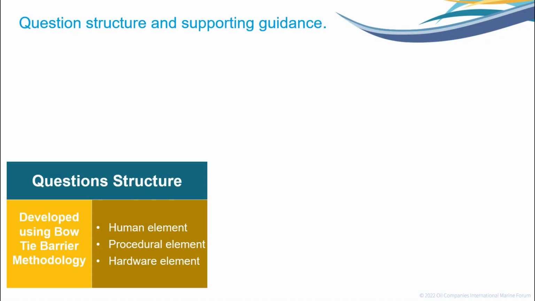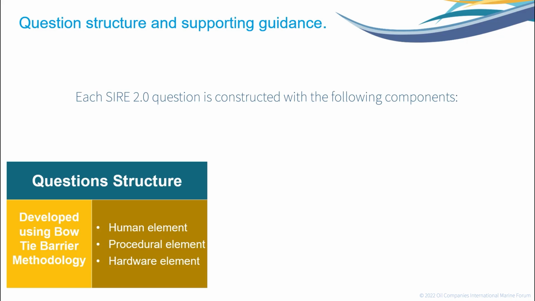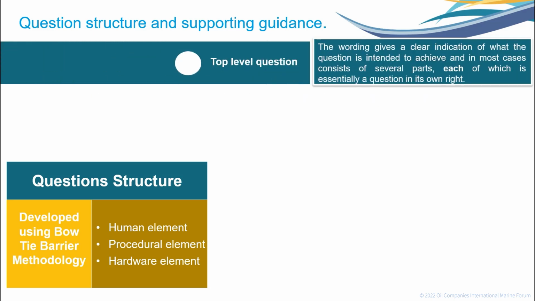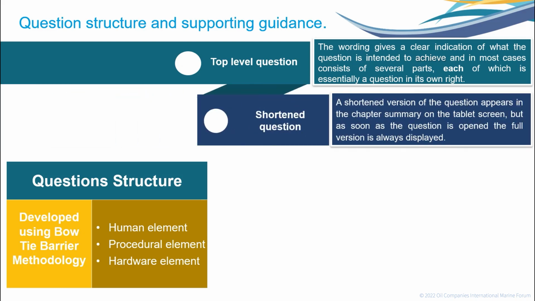All questions in the library have been ranked using OCIMF's bow-tie risk analysis method and have human, procedural and hardware elements. Each Sire 2.0 question is constructed with the following components. The top-level question. This provides an overview of the purpose and scope of the question itself. The abbreviated question text. This is used in the ROVIC and chapter mode displays to help the inspector quickly interpret which questions are included in the CVIQ.